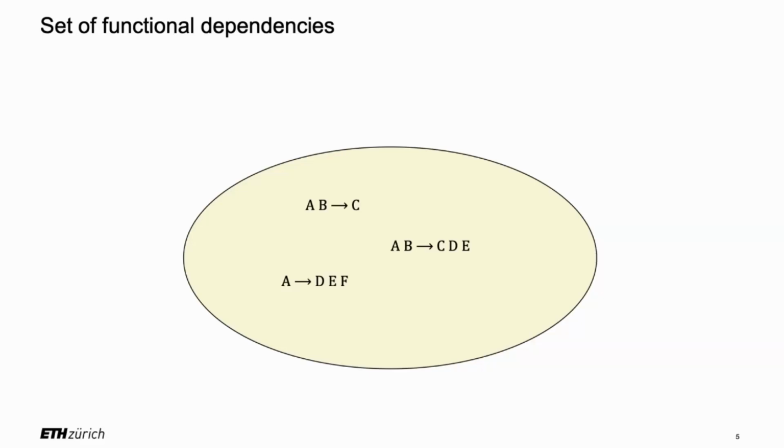I think it means if you know the values in A and B, it uniquely identifies the value in C. Exactly, that's what it means. If you know A and B, then you know C.